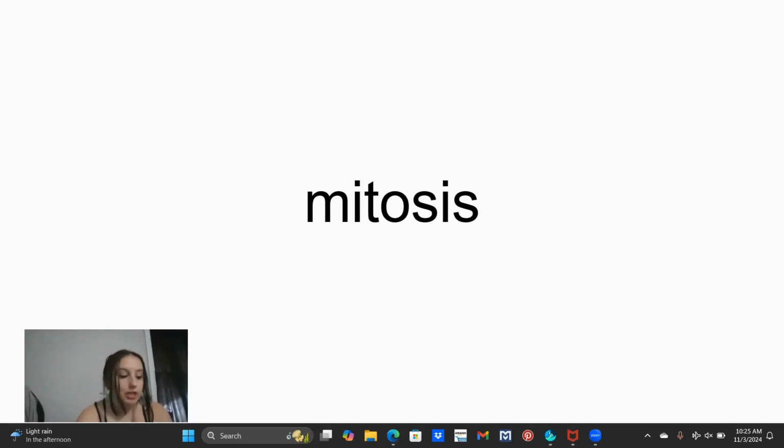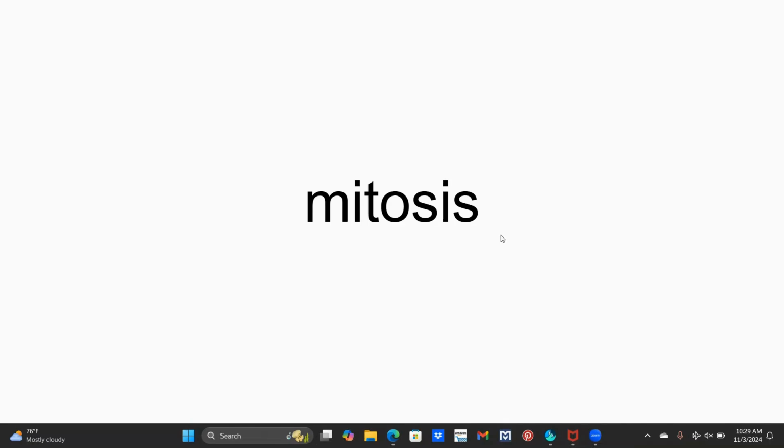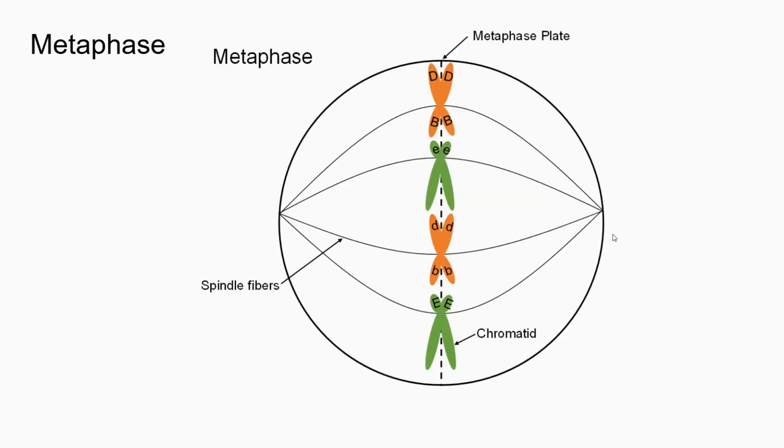In the next part of our videos, I will be discussing a little bit more of the mitosis series. As we talk more about mitosis, I would like to talk first about metaphase. During metaphase, this is where your chromosomes are lining up at the equator. As you can see, the metaphase plate is the imaginary equator where all of the chromosomes are going to align.